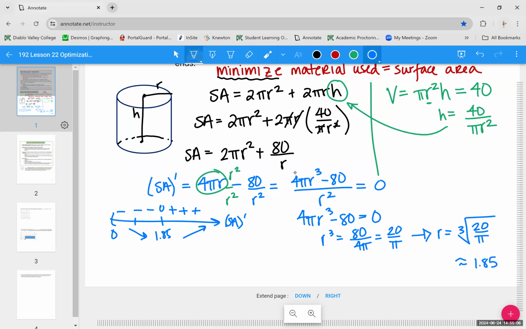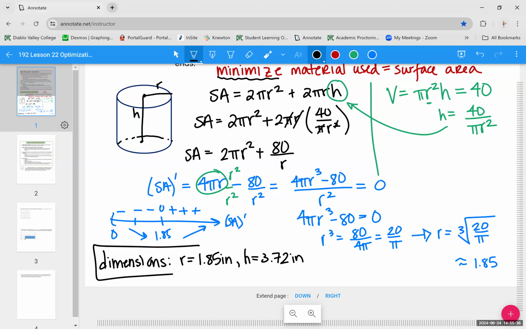So that helps me answer my question. It asked me for the dimensions of the can that would minimize the area or the material used. So I have an r of 1.85 inches. And if I were to just plug that back in, where is it? Oh, over here. h equals 40 over pi r squared. That gives me an h of approximately 3.72 inches. And so there are my dimensions of the can with the minimum amount of material.